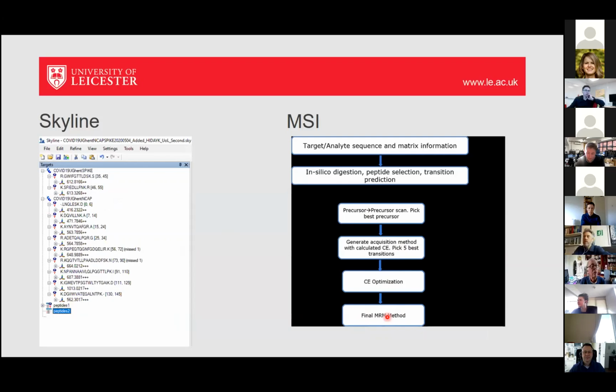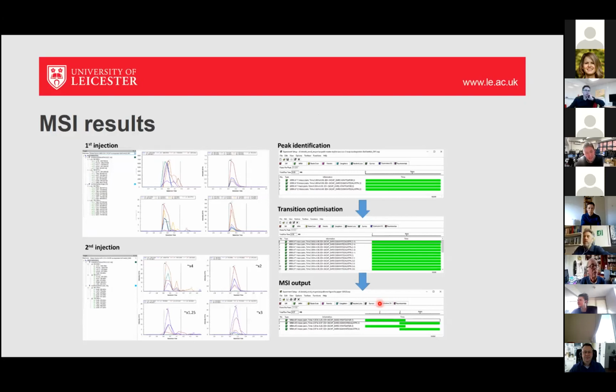In practice, you put your vial in, you set the program going, and the next morning you've got your final MRM method. And we can see here in the MSI results, from the first injection to the final optimized method, we've almost got a 4-fold improvement in signal intensity for one of the peptides, just 1.25 for another, but still an overall improvement. This is a really useful program for getting that exquisite optimization delivered for a particular assay, for a large number of analytes, for example.